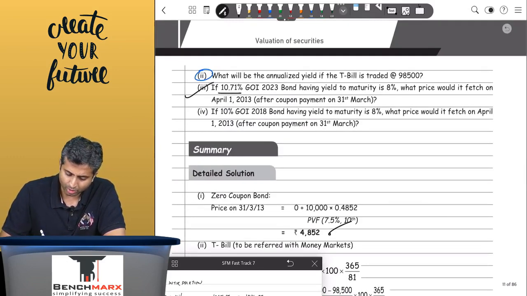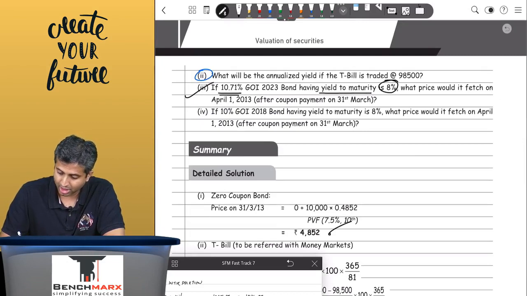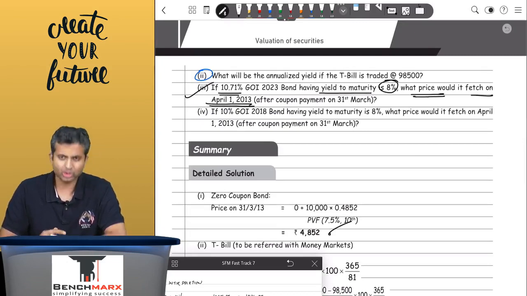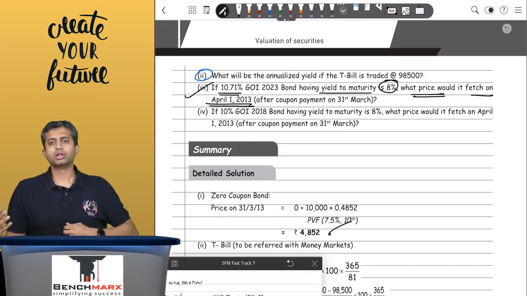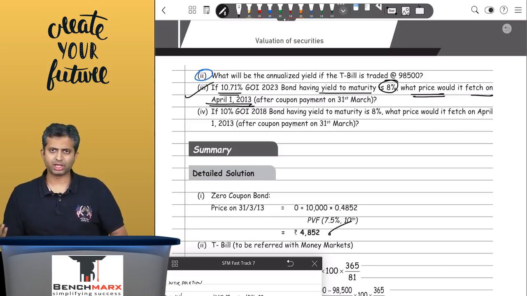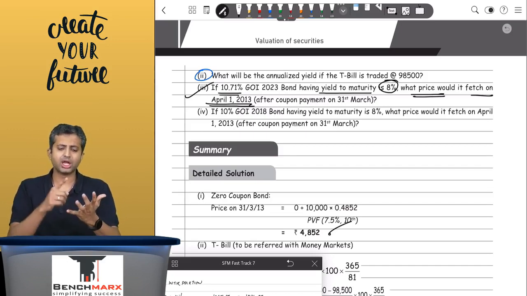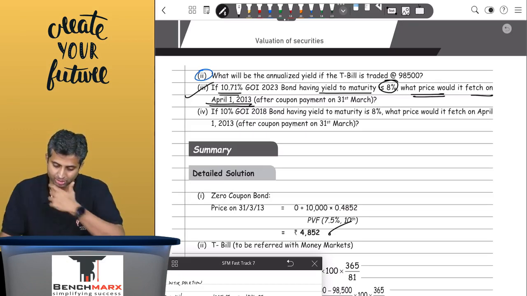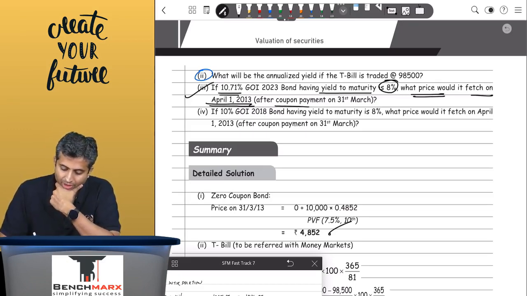If the 10.71% GOI 23 bond having a yield to maturity of 8%, what price would it fetch on 1st April 23? So in a fair market, the yield, which is the return that I am getting, should be the base that I use for the purpose of discounting factor. Institute uses these words interchangeably. The yield, discount factor, required rate of return, market rate of interest, all of these are used interchangeably. After computation or after the coupon payment on 31st March.